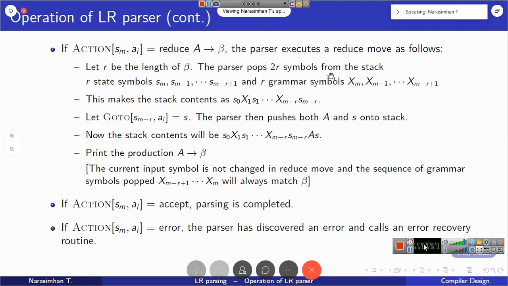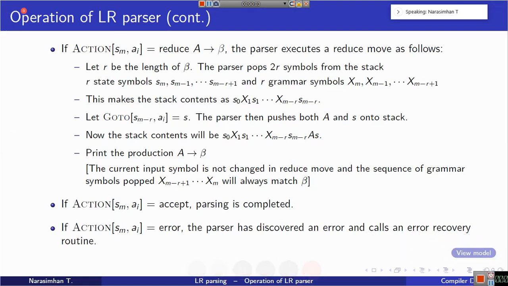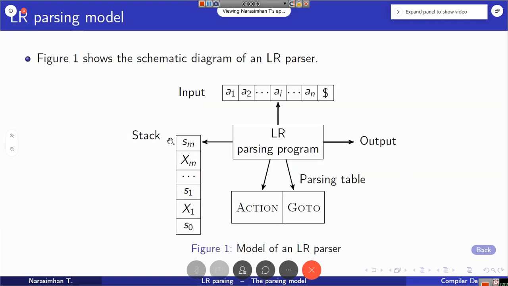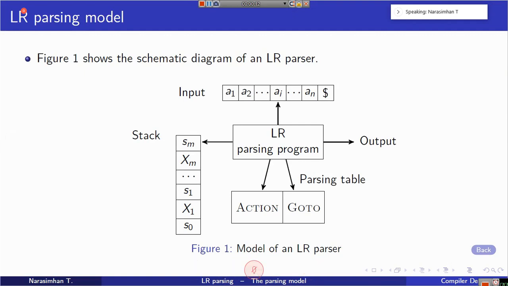2R symbols from the stack. So if you look at the stack, you find that at the top, the pop operation will always be performed with respect to the stack top, right? Remember the operation pop. So at the top, you have the state symbol. If you move downwards, it alternates between state and grammar symbol.